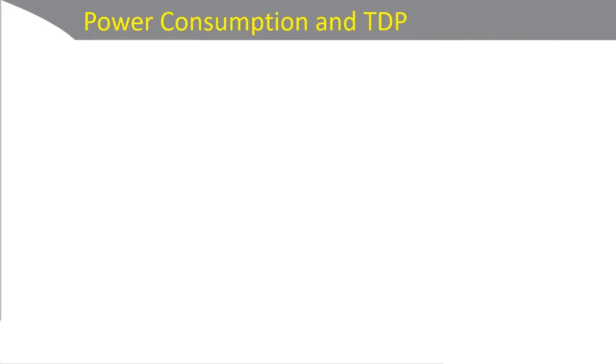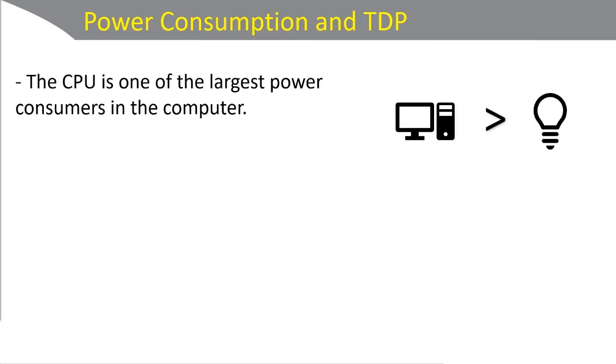Let's discuss CPU power consumption and TDP. The CPU is a huge consumer of power. That and the GPU use most of the power in a typical system. The CPU alone uses more power than a typical incandescent light bulb, and 10 times as much power as an LED light bulb. CPUs such as these will generally run around 1 volt.